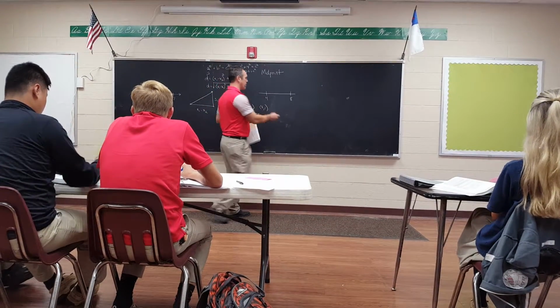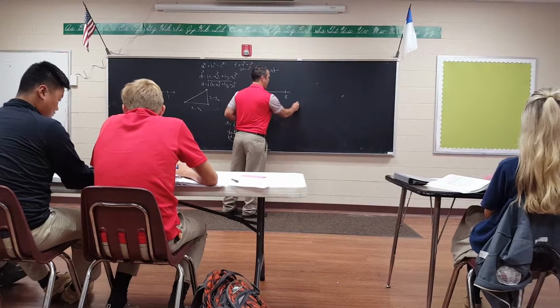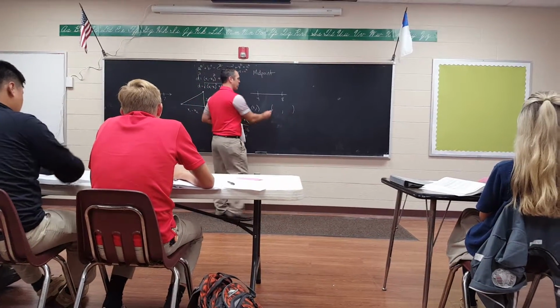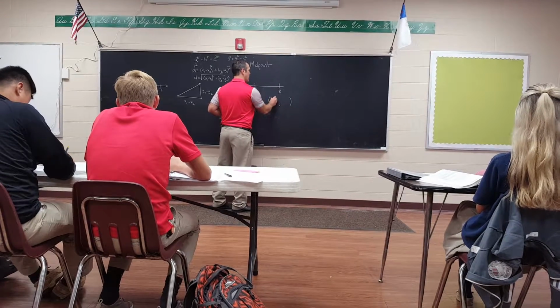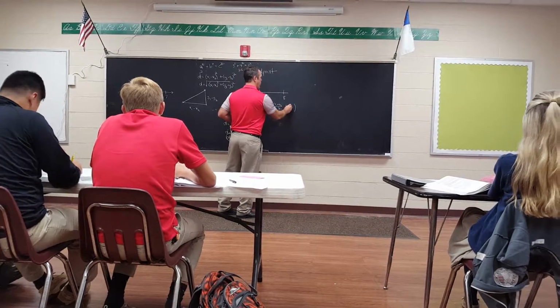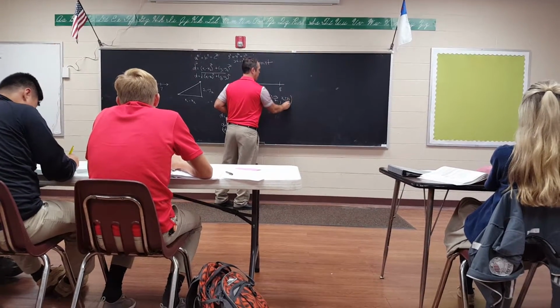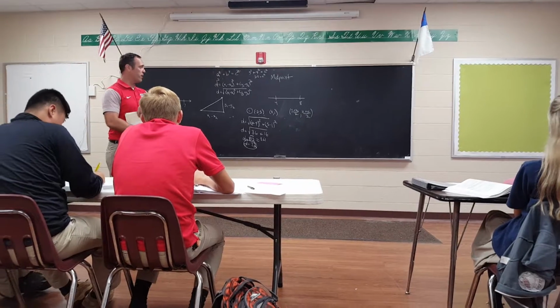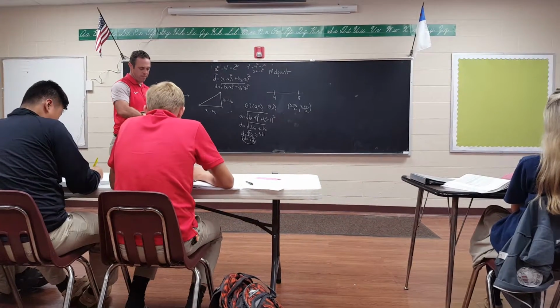Except now we have coordinates. So we want to find the average of our x coordinates, and the average of our y coordinates. So the formula would be x1 plus x2 divided by 2, and y1 plus y2 divided by 2. When we're given 2 points, that will give us our midpoint.